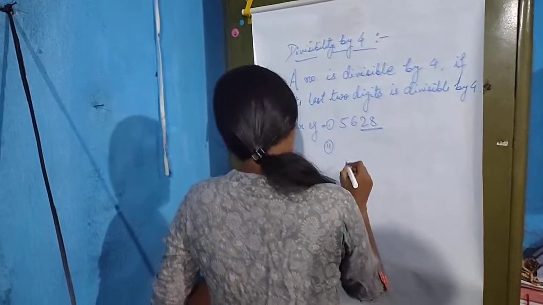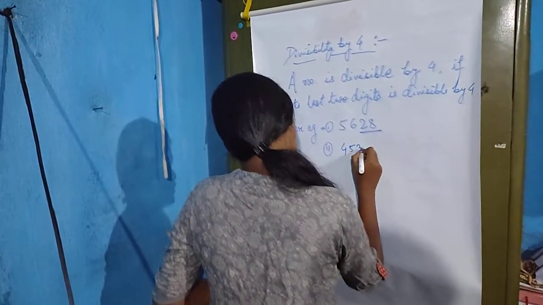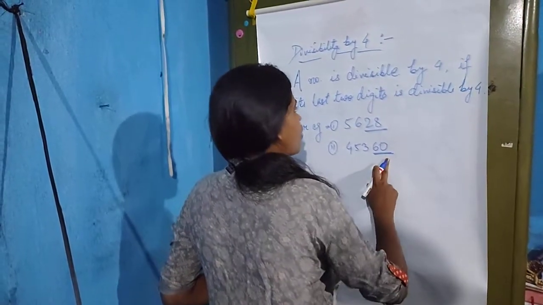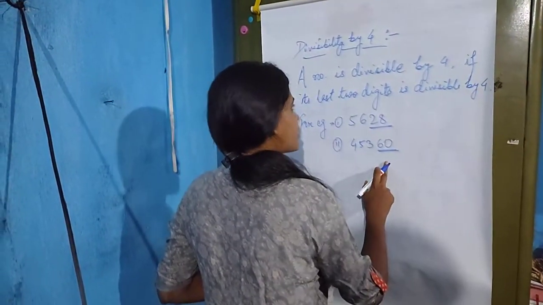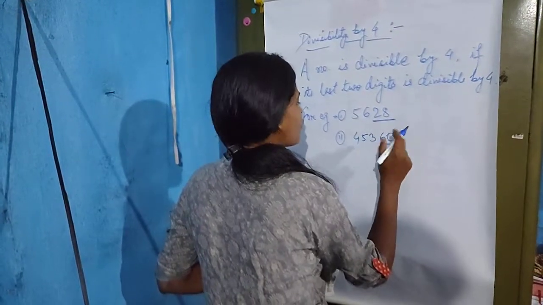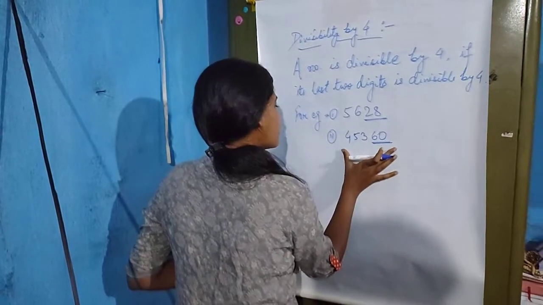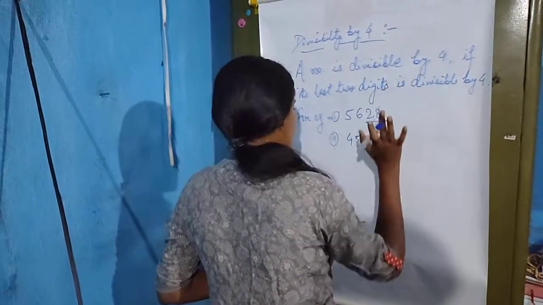Second example, let's see. 4, 5, 3, 6, 0. See here 60. This is also divisible by 4. As you can see, 4 fives are 20, so this number is also divisible by 4. That is why the full number is also divisible by 4.